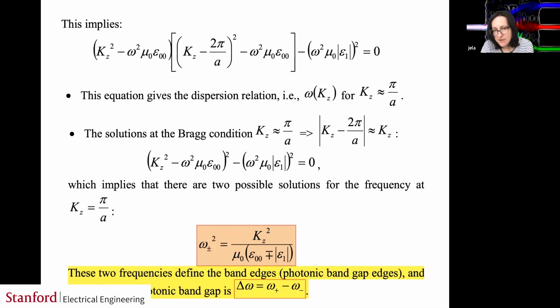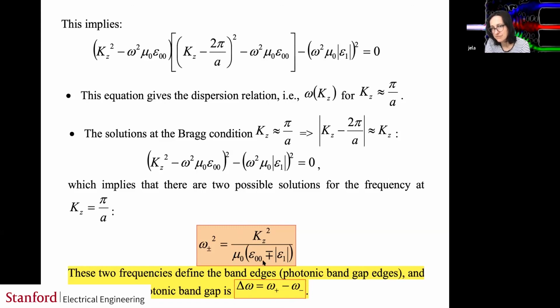So omega plus minus is k divided by square root of mu naught epsilon 0,0 minus plus epsilon 1. If the periodic perturbation you're introducing in the system can be controlled with some magic knob, what are you controlling? You're controlling epsilon 1. Epsilon 0 is just the average value of the electric constant. If you remove your periodic perturbation, what is the dispersion in your system? Omega is k divided by square root of mu naught epsilon 0,0, right?